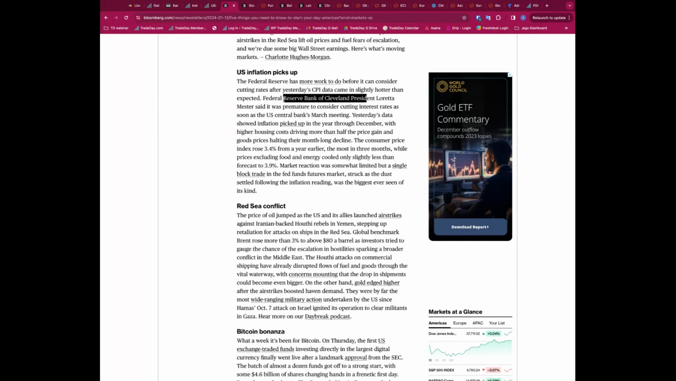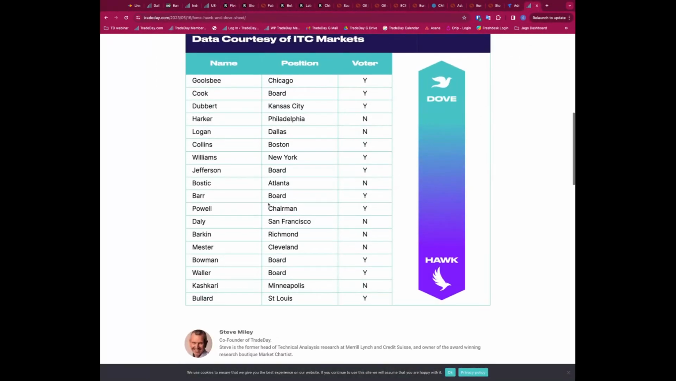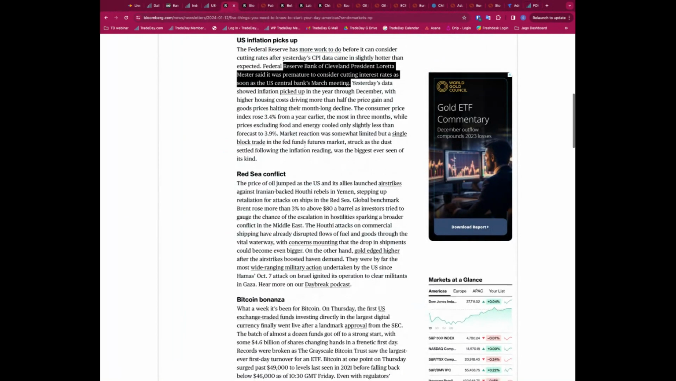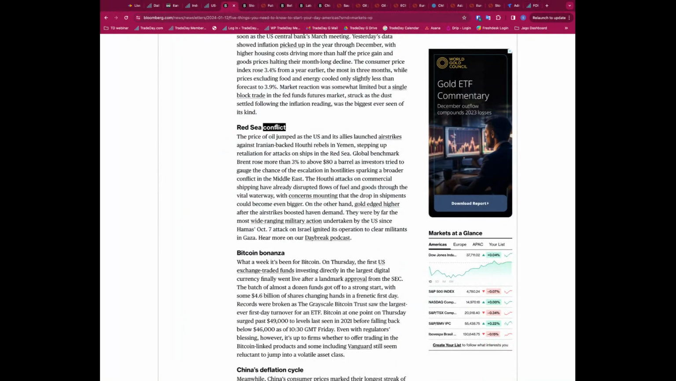Federal Reserve Bank of Cleveland, Loretta Mester said it was premature to consider cutting rates as soon as the US central bank's March meeting. So Mester pushing back against rate cuts in here. Mester is definitely down at the more hawkish side, but nevertheless slightly closer to the middle than, say, Kashkari. So pushing back against rate cuts potentially as early as March.